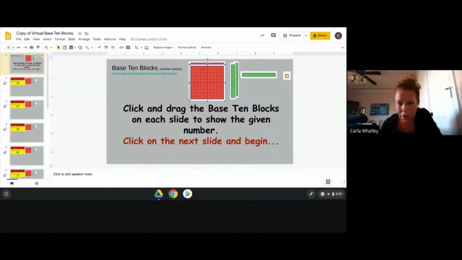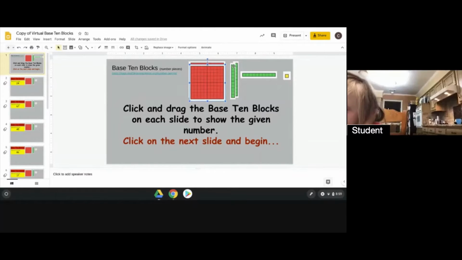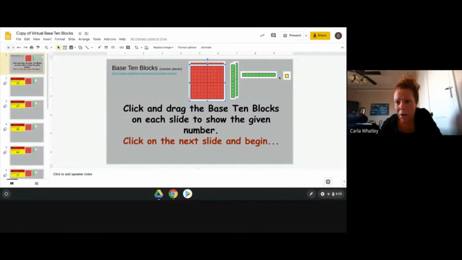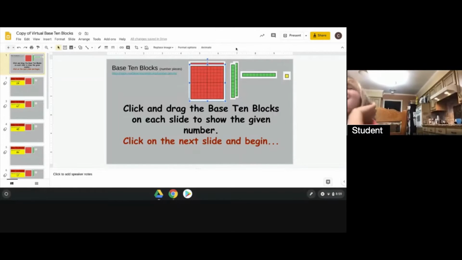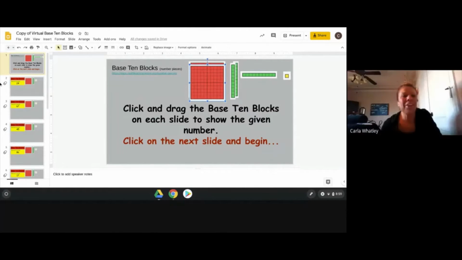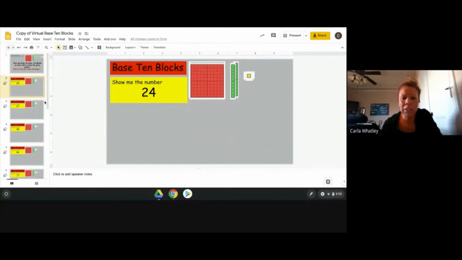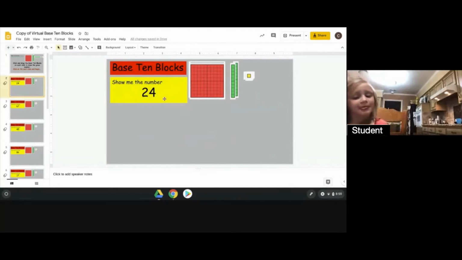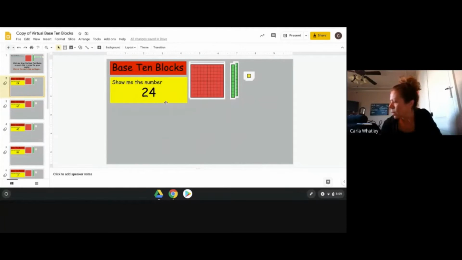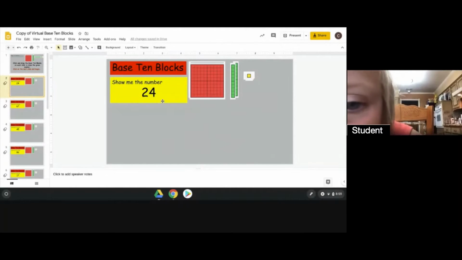The reds are hundreds. The greens are tens. And the yellows are ones. Let's do it again. The reds are what? 100, 10, 1s. Very good. Okay. So if we move to the next screen, what number is it telling us to show? It's telling us to show 24.